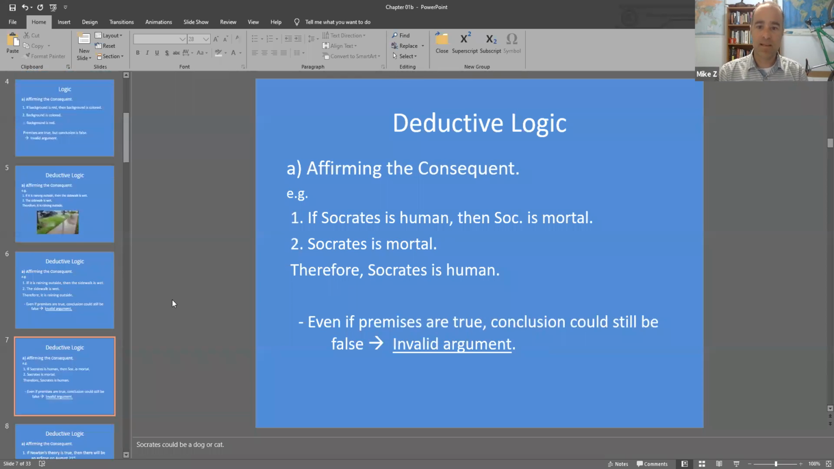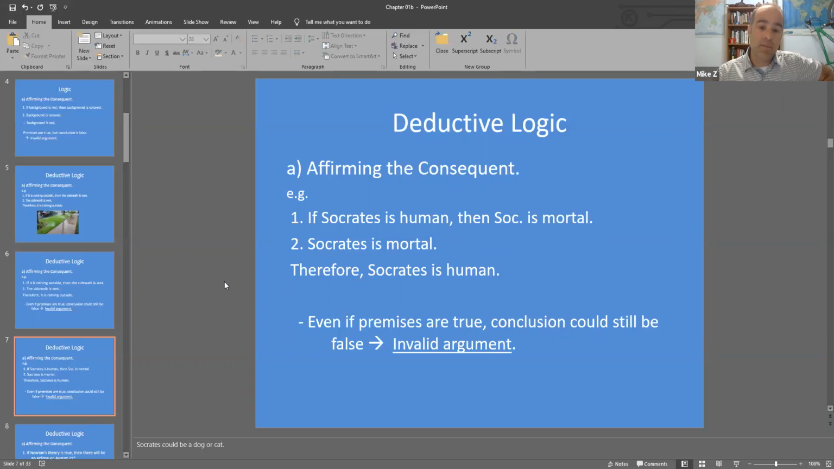Here's another one, just to reinforce how this is an invalid argument form. If Socrates is human, then Socrates is mortal. Okay, that seems fine. Socrates is mortal. Okay, that seems like it could very well be true. So therefore Socrates is human? Very tempting, because we're influenced by our knowledge of the historical figure of Socrates and the assumption that he's a person, or at least was a person, and so must be human.